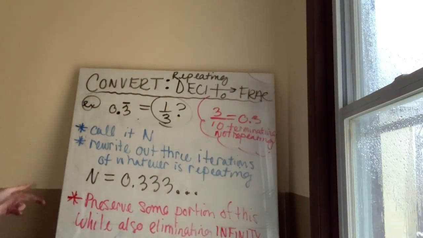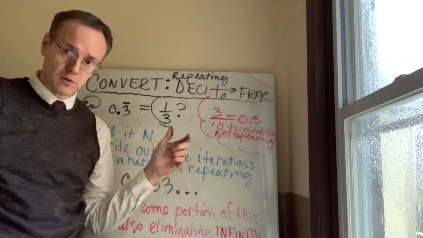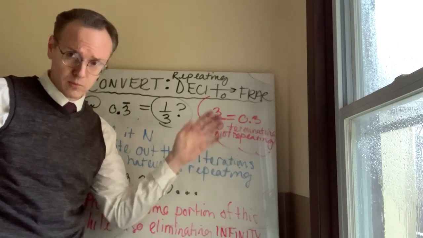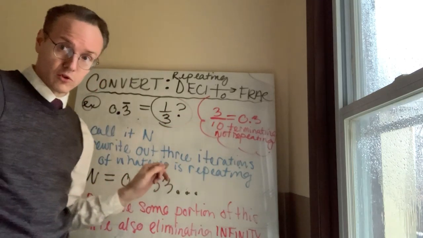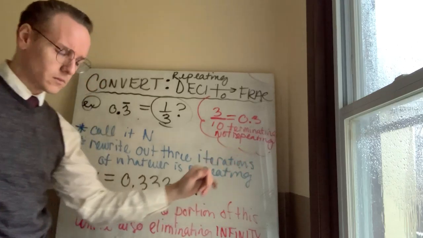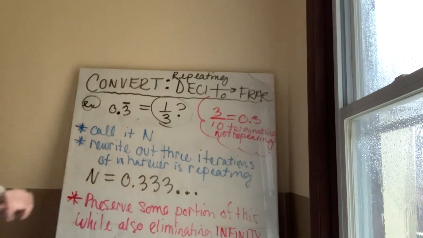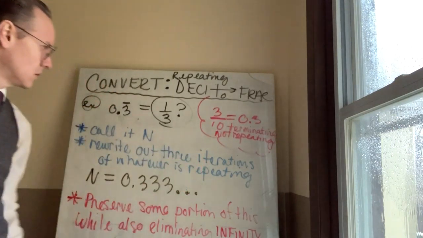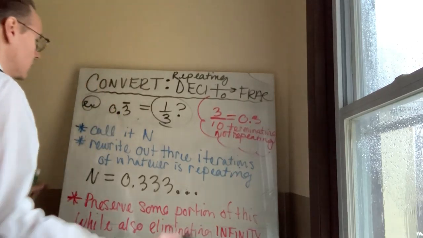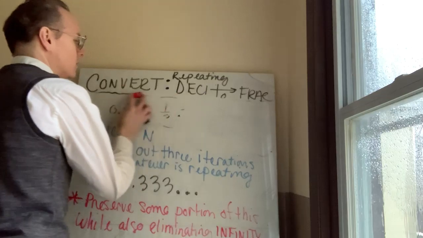And the way that we're going to do that is basically either by multiplying by 10, multiplying by 100, multiplying by 1,000, because you know that basically just scoots the decimal point over so many spaces. All right. I want to preserve some portion of this particular problem. I want to save one of the threes. So I need the space. I'll just erase this up here.